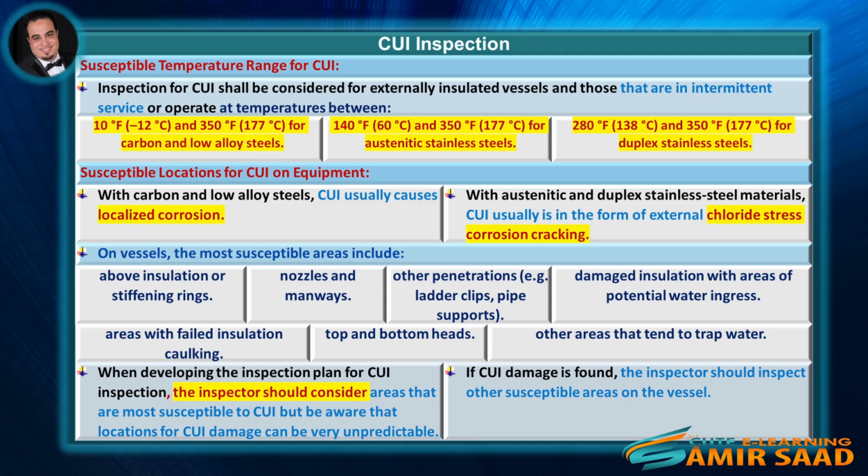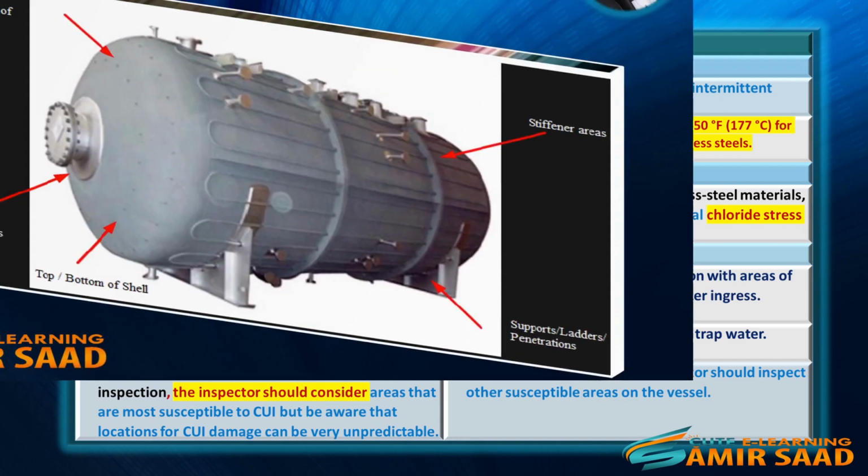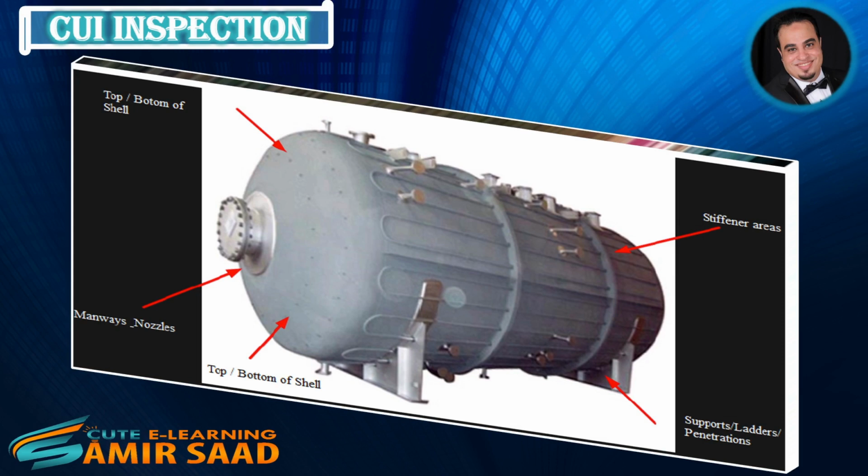When developing the inspection plan for corrosion under insulation inspection, the inspector should consider areas that are most susceptible to corrosion under insulation, but be aware that locations for corrosion under insulation damage can be very unpredictable. If corrosion under insulation damage is found, the inspector should inspect other susceptible areas on the vessel. As illustrated in the figure, on vessels, the most susceptible areas include above insulation or stiffening rings, nozzles and manways, top and bottom heads, other areas that tend to trap water.